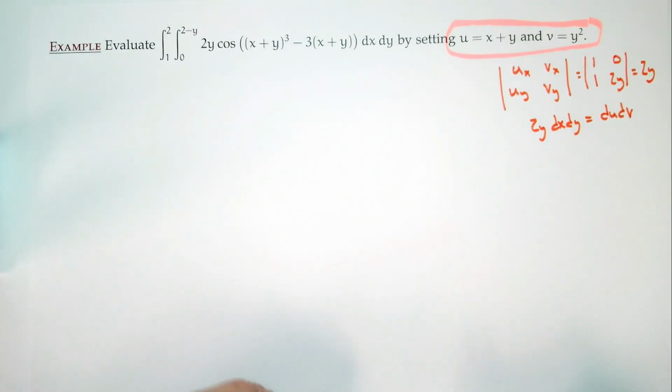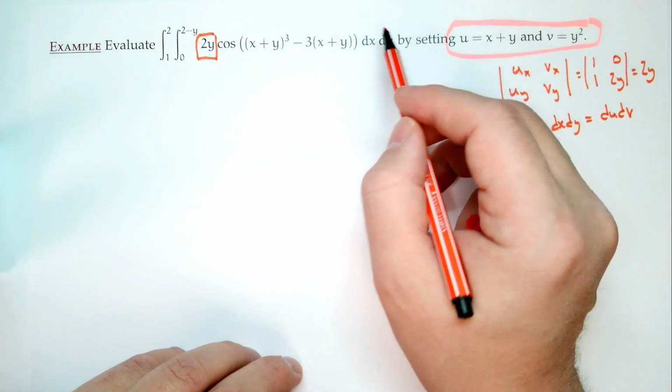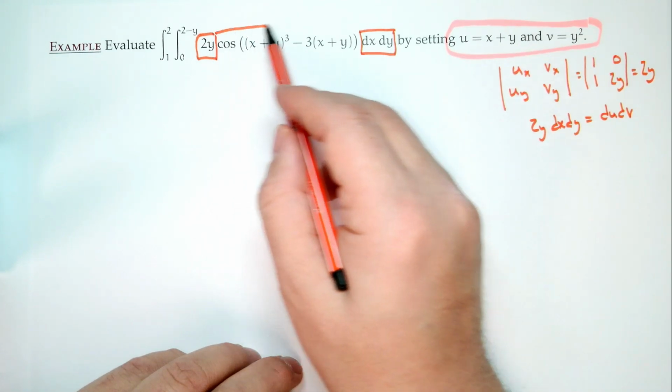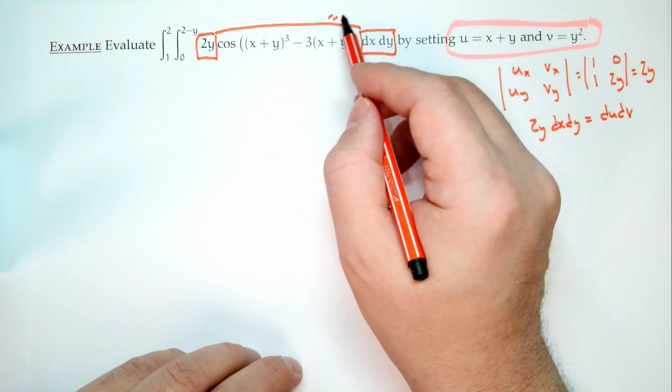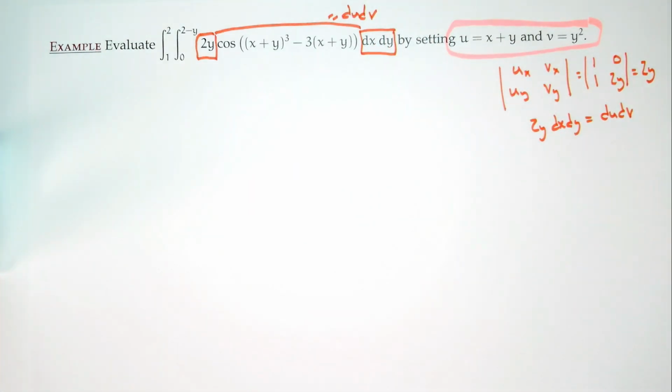Now, how do we use that? Well, notice what we have. We have a 2y dx dy. So these parts here are going to become our du dv, or possibly our dv du. It just depends. We'll figure that out as we get closer and look at our region.